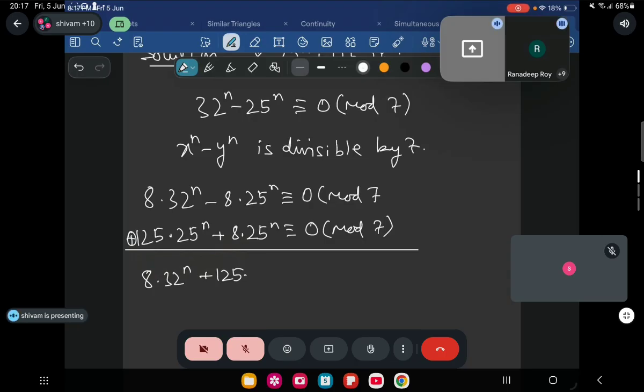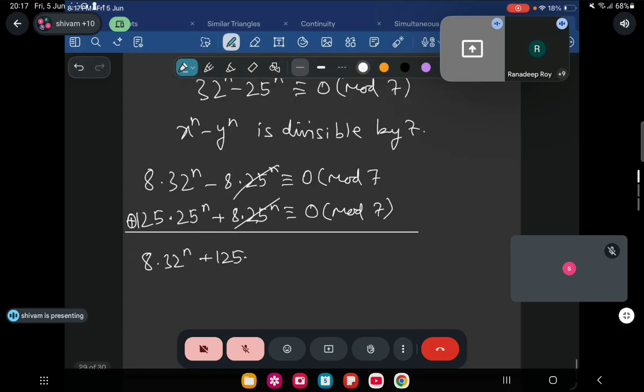Okay, so when you add, these two will get cancelled. You are going to get 8 into 30 to the power n plus 1 into 125 into 25 to the power n. This will be congruent to 0 mod 7. Done. Hence proved.